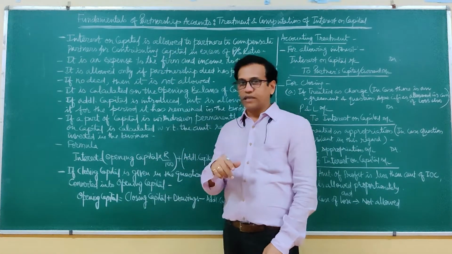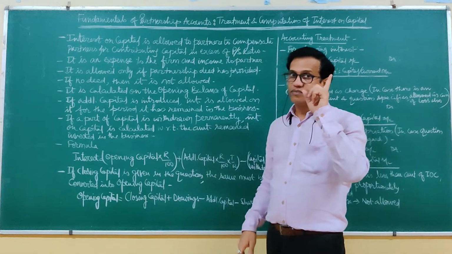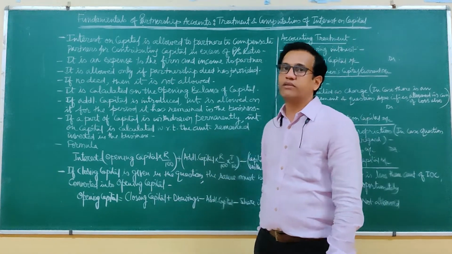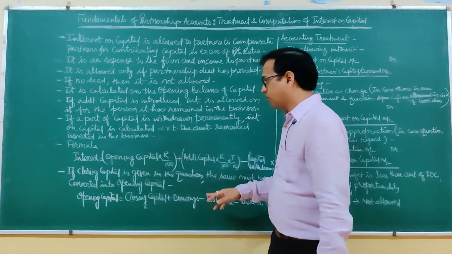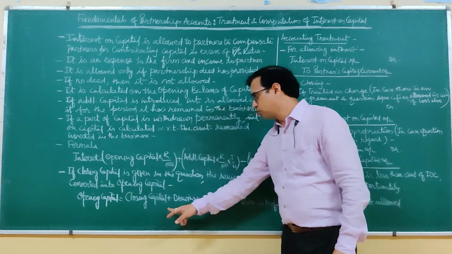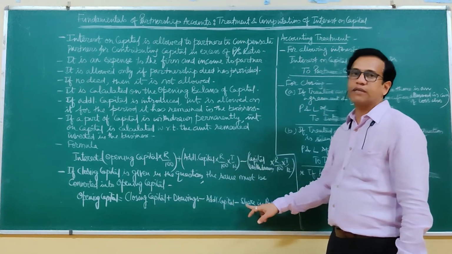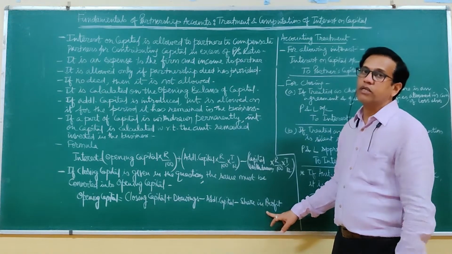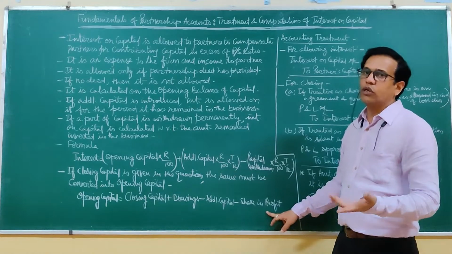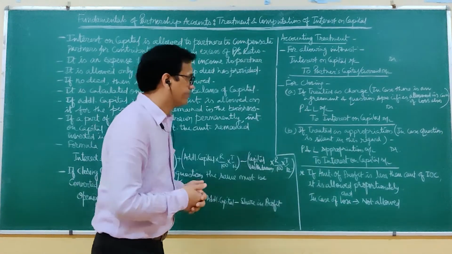So if closing capital is given, we will convert that into opening capital, and for that we have already studied in class 11 chapter accounts from incomplete records. In that we found that opening capital is equal to closing capital plus drawings minus additional capital minus sharing profit or minus profit credited to partners' capital. That we know that net profit is always added to the capital amount, right?